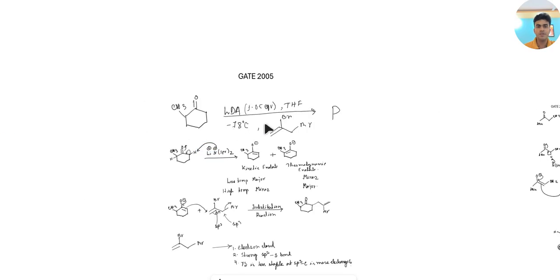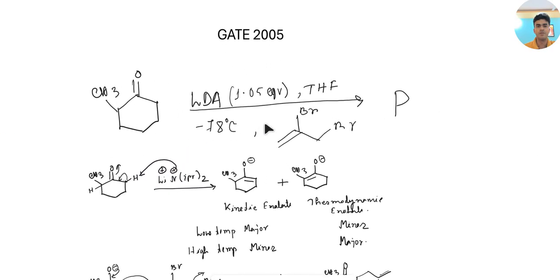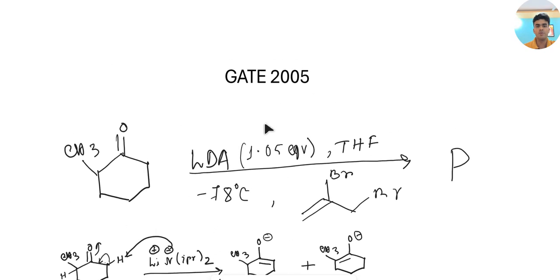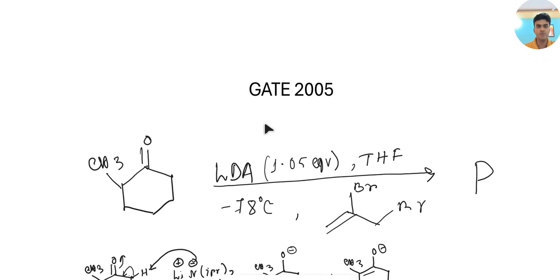This question came in GATE 2005 also. That is a similar type of question to what we discussed in the previous video. So this was the substrate, which is treated with LDA, 1.05 equivalent, in solvent THF at a temperature of minus 78 degrees centigrade, along with one haloalkane. So what will be the product P? This is again a question of stereoselective enolization.